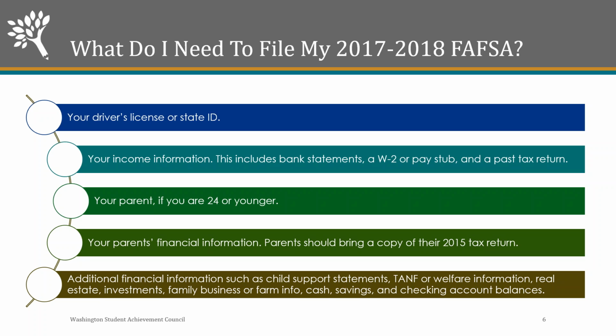Your parents, if you're under 24, your parents are going to need to complete a component of the FAFSA if you're considered dependent. And so they'll need their financial information. They should bring a copy of their 2015 tax return as well. And then additional financial information, including child support statements. They're going to need to know how much cash savings and checking, their checking account balances as well. Those are all things they're going to be entering in to the FAFSA.